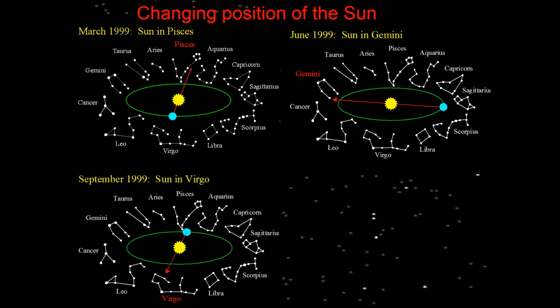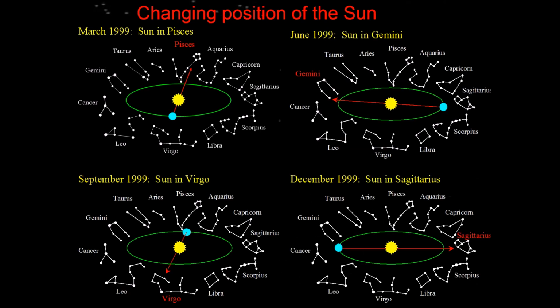September, it's now towards Virgo, and Sagittarius in December. Now, if you look at what's going on here, the sun is at the center of the solar system and is standing still relative to us. And it's the Earth that's rotating around the sun. It's going around the sun in its orbit, and we're viewing the sun from different angles, from different positions. This is why the sun appears in different parts of the sky.